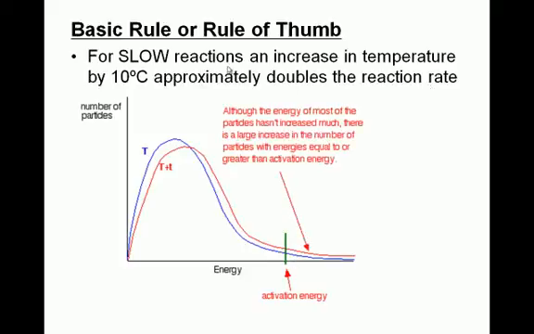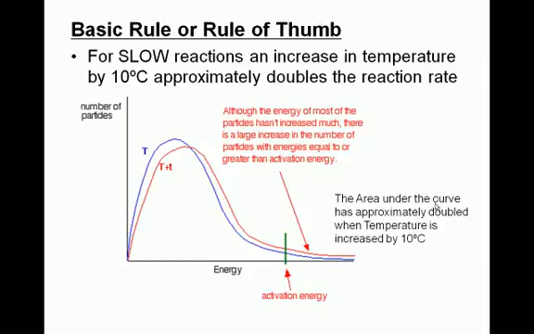So as we wrote here, although the energy of most of the particles hasn't increased much, there's a large increase in the number of particles with energies equal to or greater than the activation energy. So the area under the curve has approximately doubled when temperature is increased by 10 degrees. And again, this is our cutoff point, so everything on this side of this line has enough energy to react.